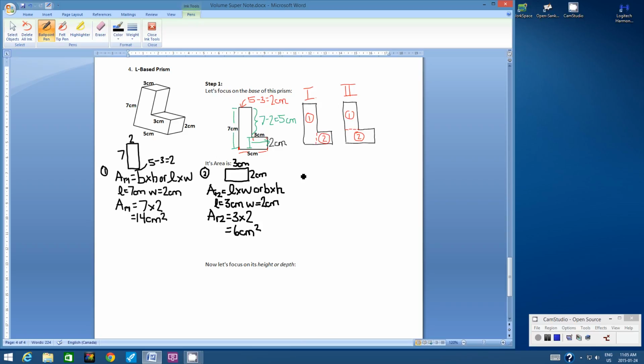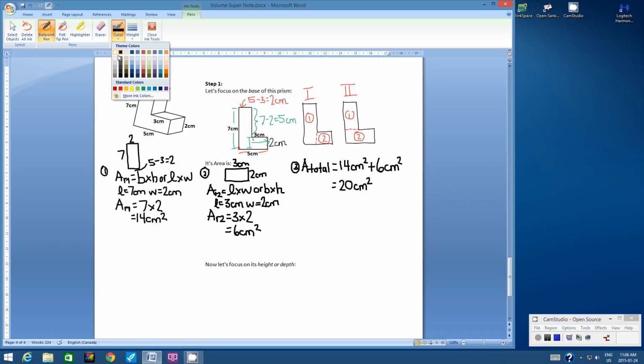So now what do we have to do? Well, we have a third step here, and we'll call it area total. So area total is the area of rectangle 1, which is 14 centimeters squared, plus 6 centimeters squared, which is the area of rectangle 2. 14 plus 6 equals 20 centimeters squared. Be careful not to multiply these together. Remember, whenever we're talking about total, that means sum. And whenever we're talking about sum, that means addition.